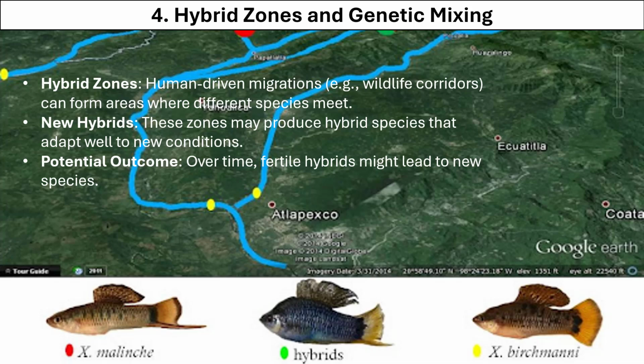Human beings can not only drive the isolation of organisms but also create more opportunities for them to meet. So human-driven migration can form areas called hybrid zones, where two different species can meet. These zones may produce hybrids between the two species. Now we know that hybrids between two different species generally either do not survive or are sterile. That means they cannot produce fertile offspring. But over time, fertile hybrids might be formed, and that can lead to the formation of an entirely new species.